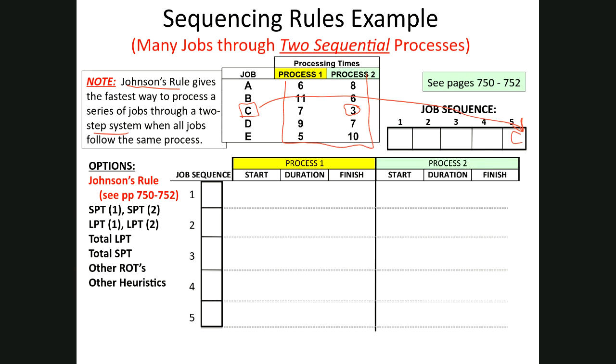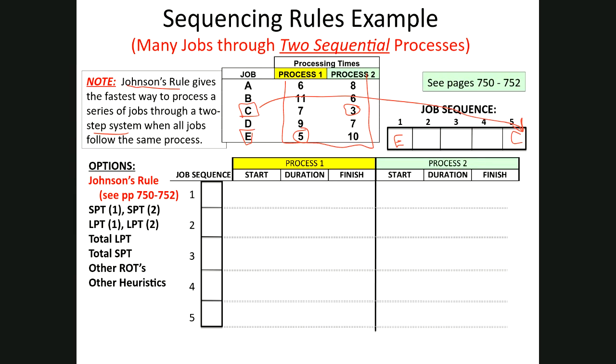All right, now we continue. What's the next shortest processing time from this table? You will see there's a 5, and that's job E. But this processing time occurs on the first process. And so we're going to take job E, and because it's on the first process, we're going to place it as near to the front of the order as possible.